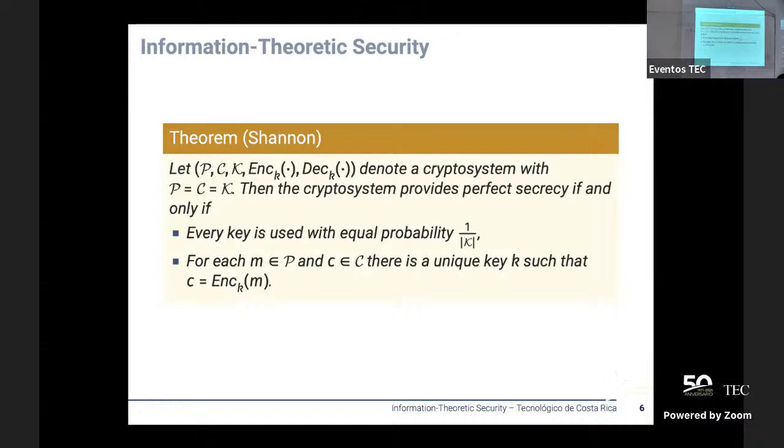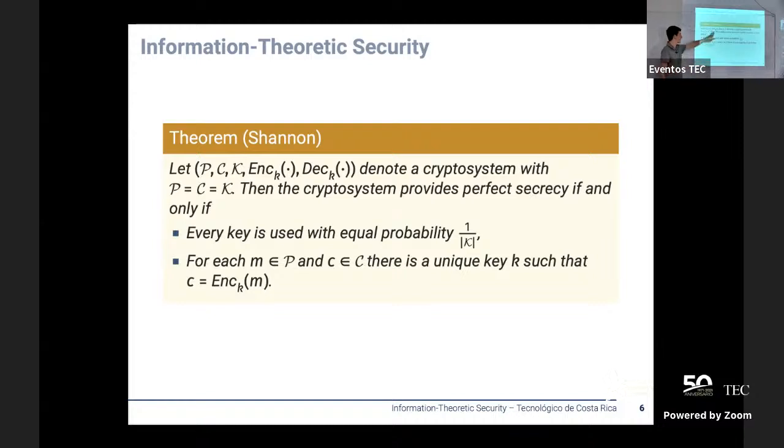Okay, so now, already at the beginning of this lecture, we'll see one of the main and very important theorems of this entire lecture. This is a theorem by Shannon. It was some time ago, I'm very bad with years, but he worked on information theory. So he defined what information was.